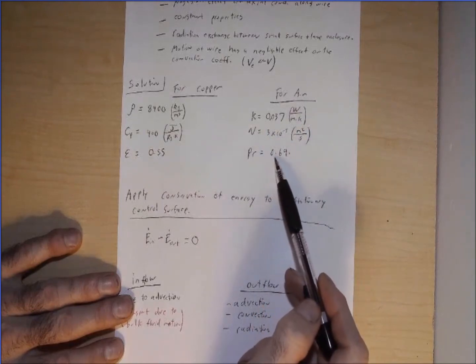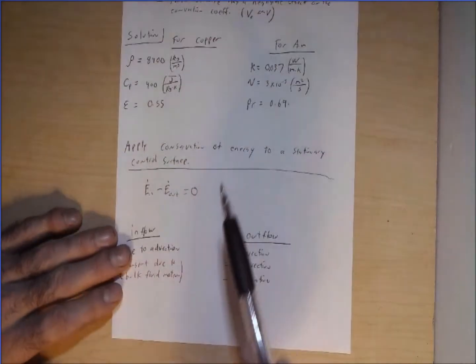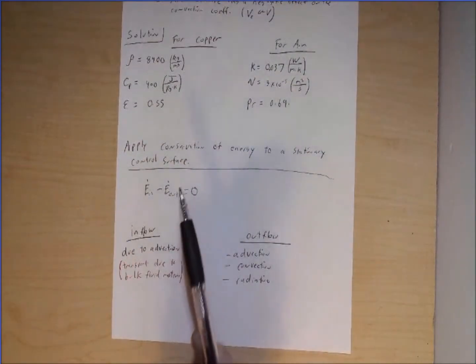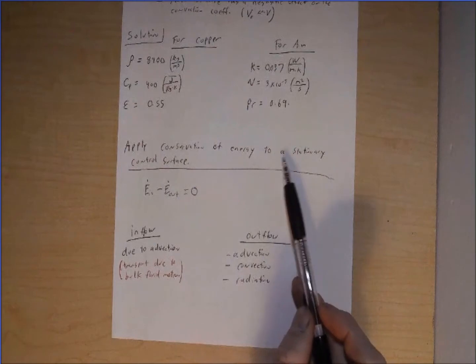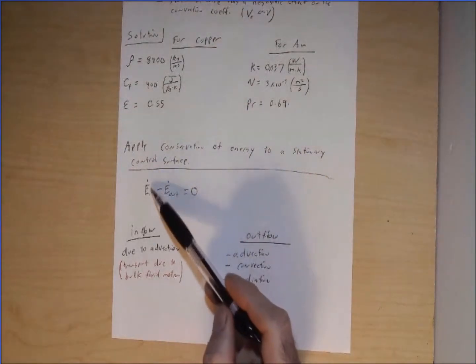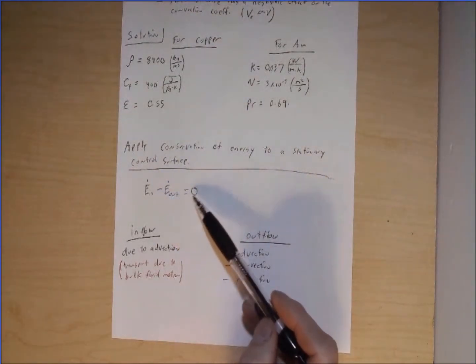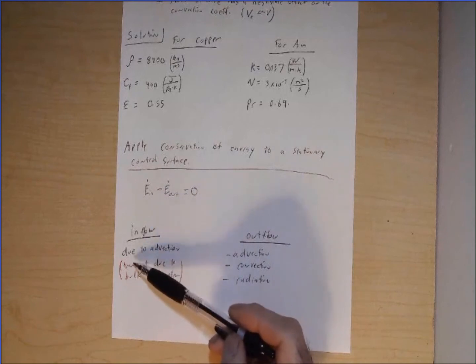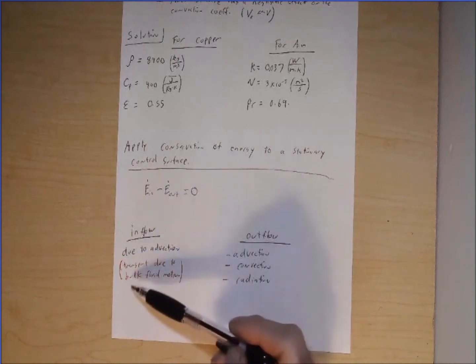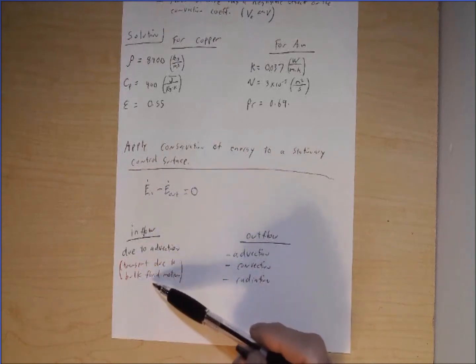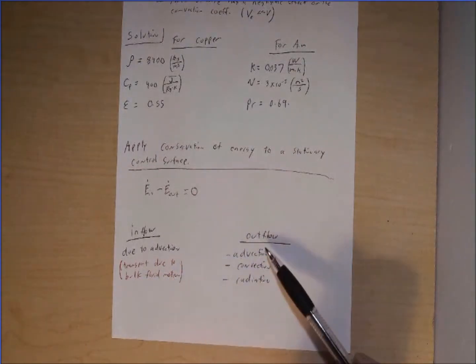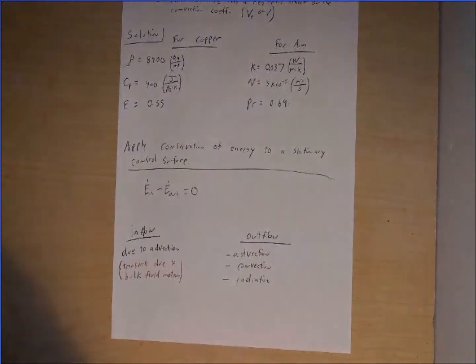Prandtl number is 0.69. So for our solution, we can apply the conservation of energy to a stationary control surface. So our E dot in minus our E dot out is equal to 0. Our inflow is due to advection, transport due to bulk fluid motion. And our outflow, we have advection, conduction, and radiation.